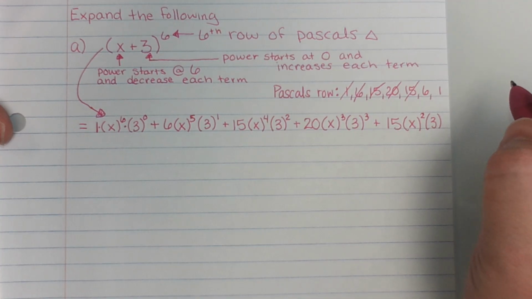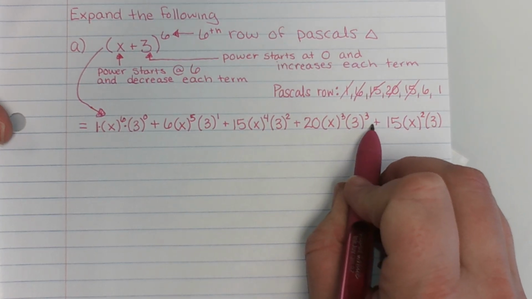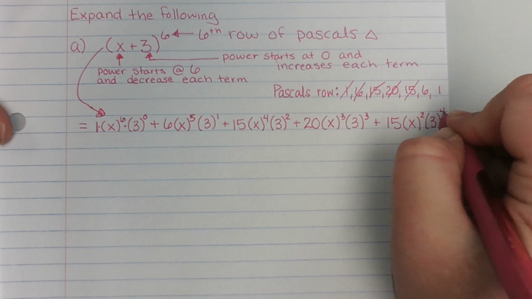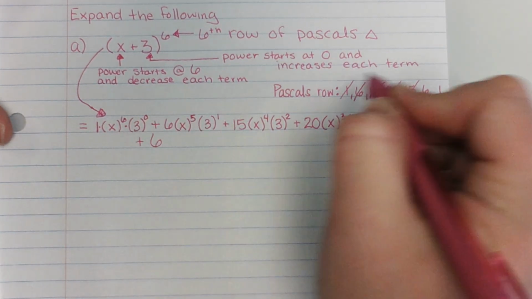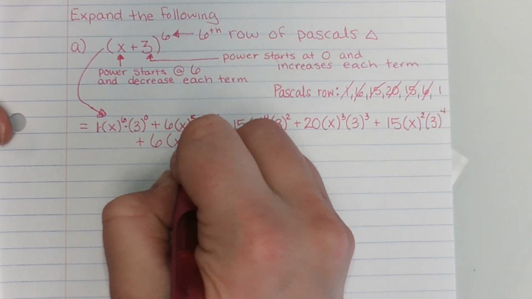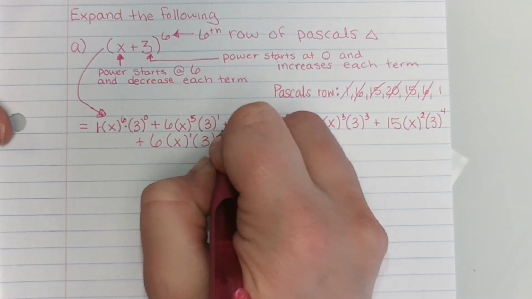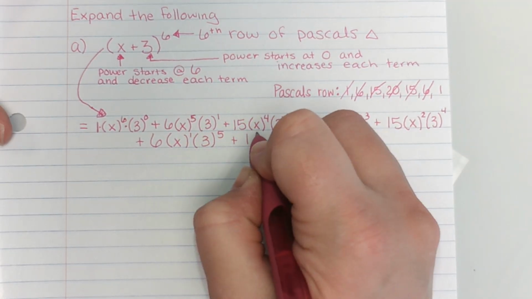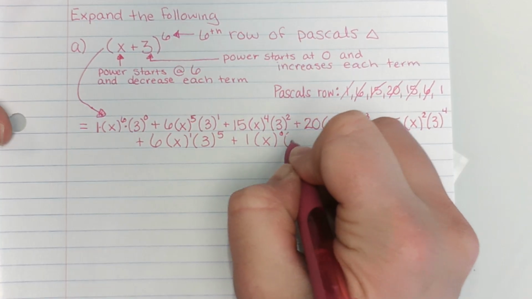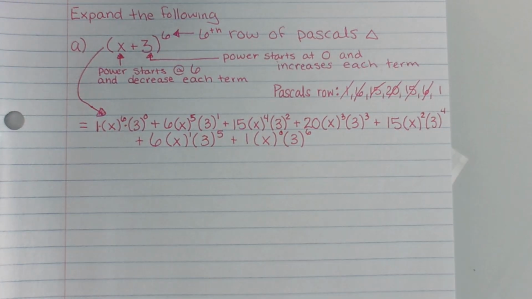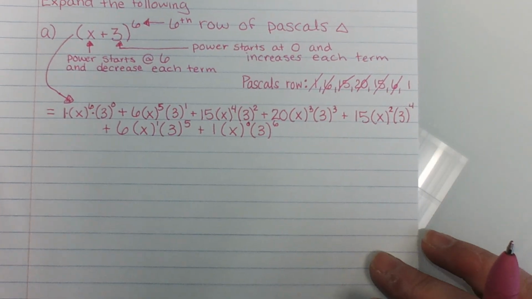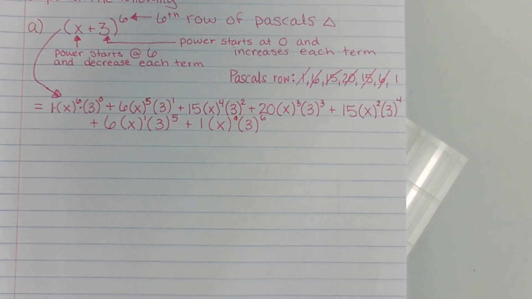More than just one person in this room can add 1. Power was 3, it's now 4. Plus 6, x to the power of 1, 3 to the power of 5, plus 1, x to the power of 0, 3 to the power of 6. Now, many of you are probably thinking right now this is a lot of writing. It is a lot less writing than if I had to actually FOIL out the x plus 3 six times.